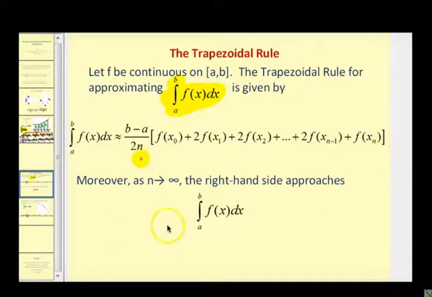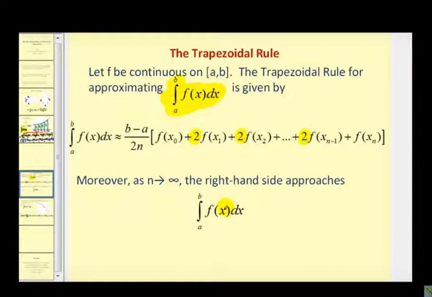Using this formula, which represents the area of a certain number of trapezoids based upon the value of n. Again, I want you to notice that we have 1, f of x, 2, 2, 2, and so on, but we end with a 1 as well. So as n approaches infinity, the right-hand side is going to approach the value of that definite integral.